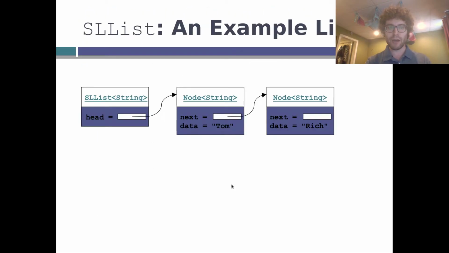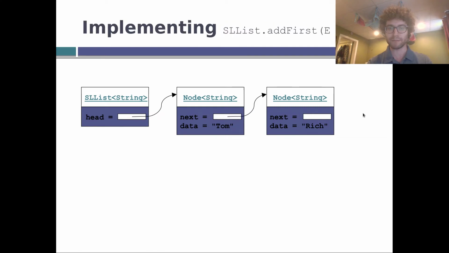All right. So this is an example of how that might look. The linked list, they have SLList for singly linked list. So here, the head has the memory location of this node, and that has the memory location of the next node, right? This node happens to have the data Tom, this one happens to have the data Rich. Just for simplicity's sake, it looks like we store Tom inside of here and Rich inside of here, even though technically what we're doing is storing the memory location of the string, right?